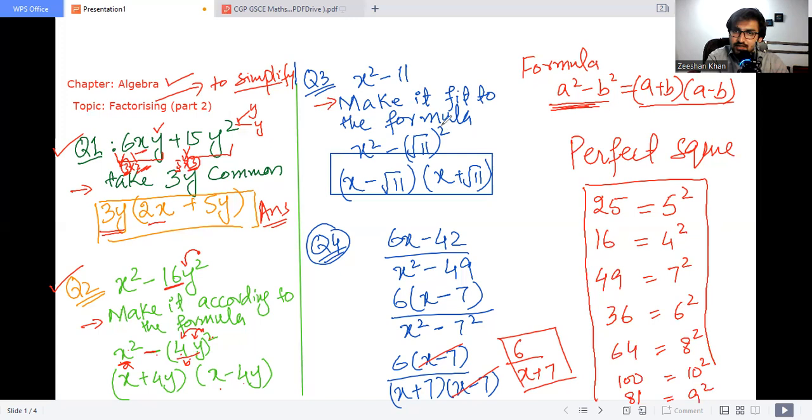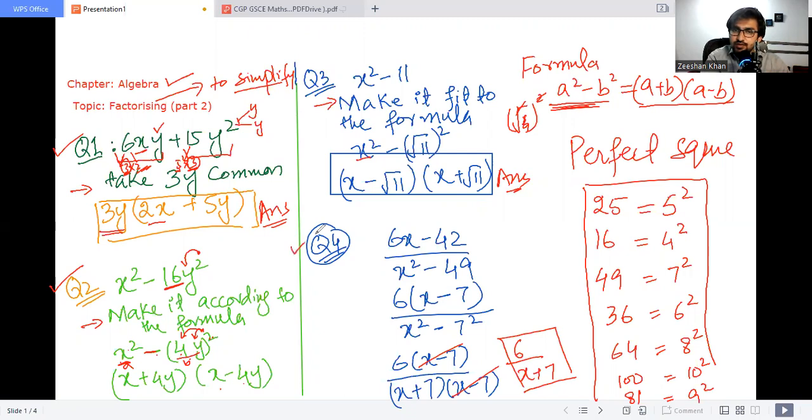Now why have I taken this under root and square both? Because the square and square root can cancel out each other. So this will cancel out, and again 11 will be left. So it will not affect the equation. Therefore I have used square root as well as the square. So now this is a perfect square. So a is x and b is under root 11. So a minus b and a plus b. So this is the answer.